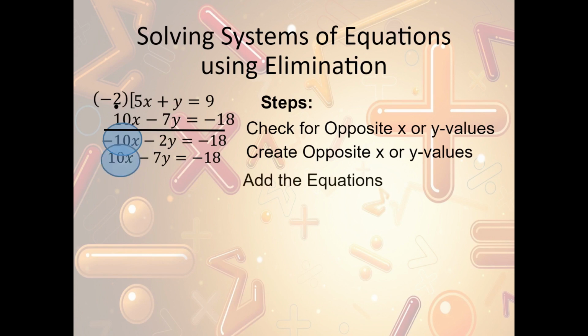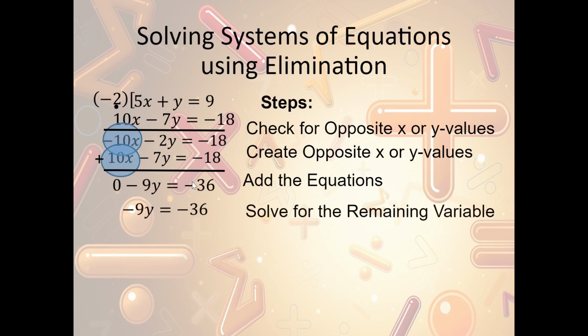So I can go ahead and add the equations. These will cancel out. I'm left with negative 2y plus negative 7y is negative 9y, and negative 18 plus negative 18 is negative 36. So now I just need to solve for the variable. I'm going to divide both sides by negative 9, and I get y is equal to negative 36 divided by negative 9, which is positive 4. So that's my y value.